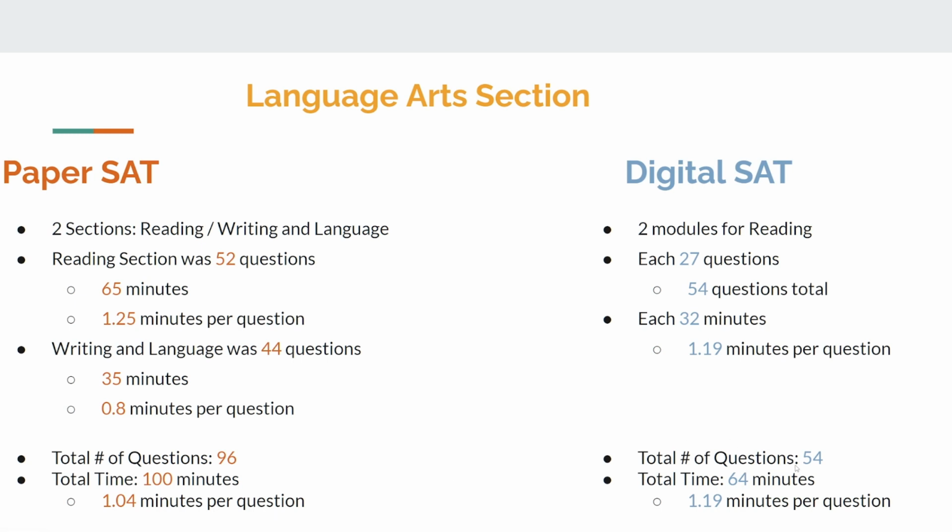In the digital SAT, there's a total of 54 questions in the language arts section, and there's a total time of 64 minutes for both of these modules, so there's roughly 1.19 minutes per question.